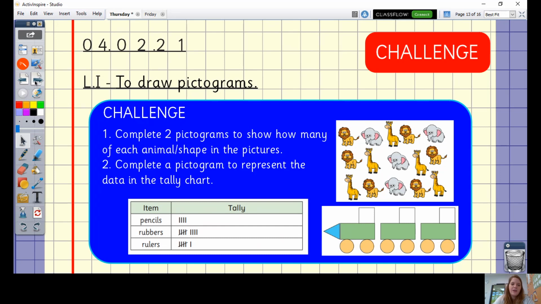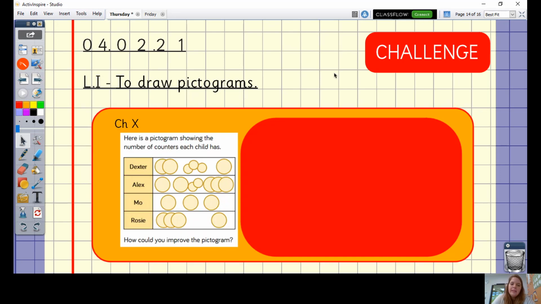Okay, so finally then, let's have a look at our challenge X. Here is a pictogram showing the number of counters each child has. We can see Dexter, Alex, Mo and Rosie. How could you improve the pictogram? So what do you think needs to be improved? Why do you think maybe this pictogram isn't quite so easy to read as some others we've looked at today? Pause the video here and we'll share some of those answers in a moment.